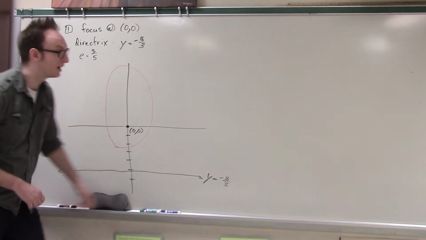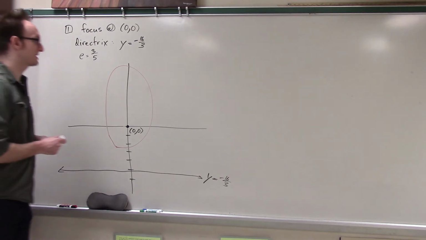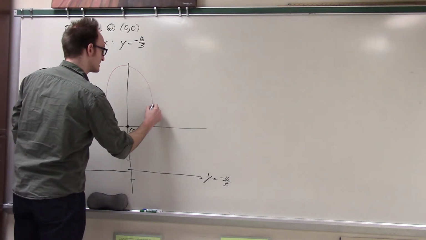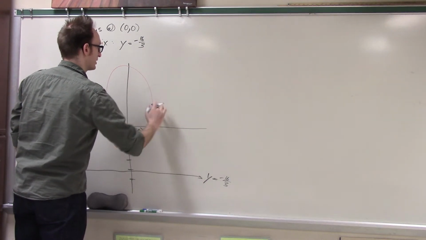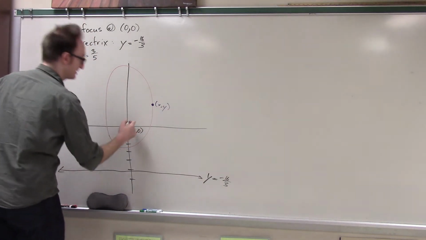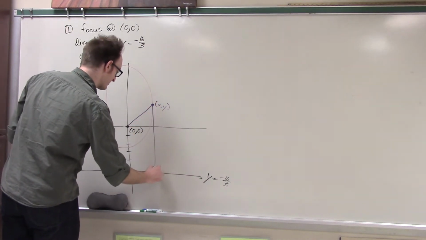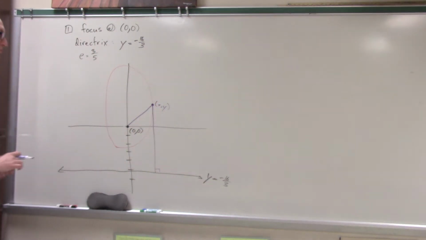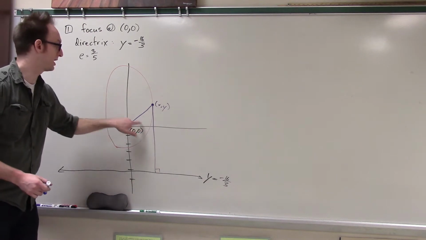Okay, let's start. What's the one thing I know about this conic? I know that the eccentricity is 3/5. Well, what does that mean? It means that if I take an arbitrary point somewhere on the conic, let's call that arbitrary point x comma y, then it must be true that if I take the distance from that point to the focus over the distance of that point to the directrix, then that should be 3/5. So based on this picture, we can just calculate what these distances are.